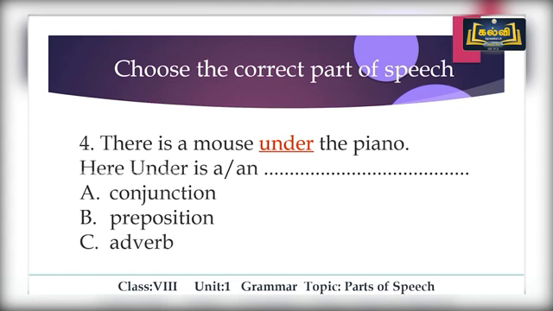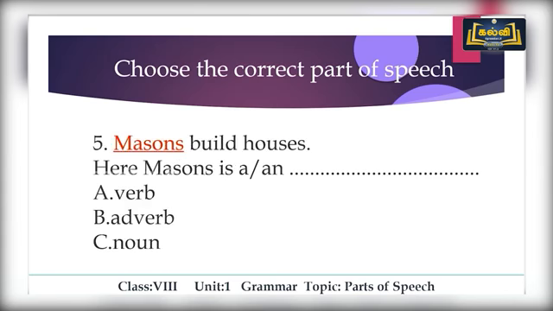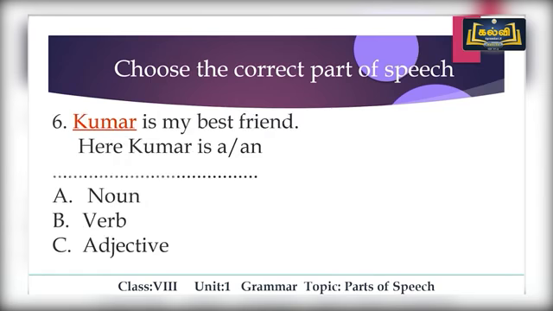There is a mouse under the piano. Here, under is a or... Masons build houses. Here, masons is a or an. Kumar is my best friend. Here, Kumar is a or an.